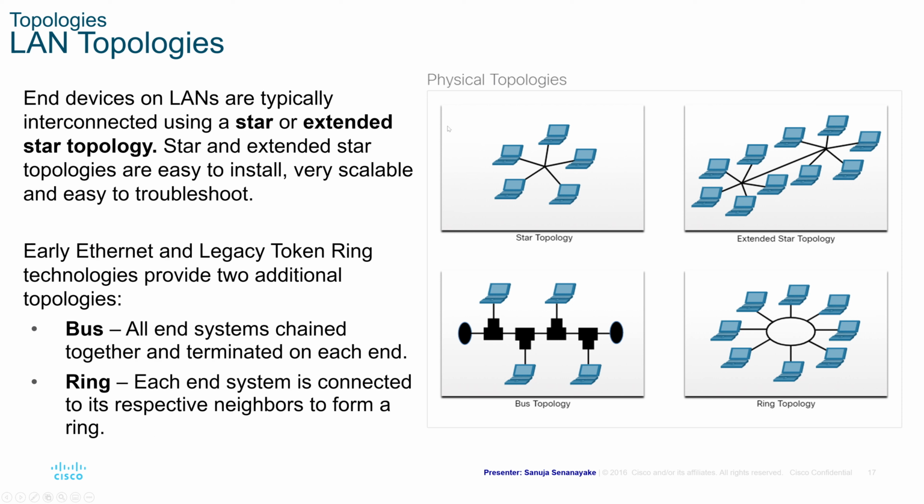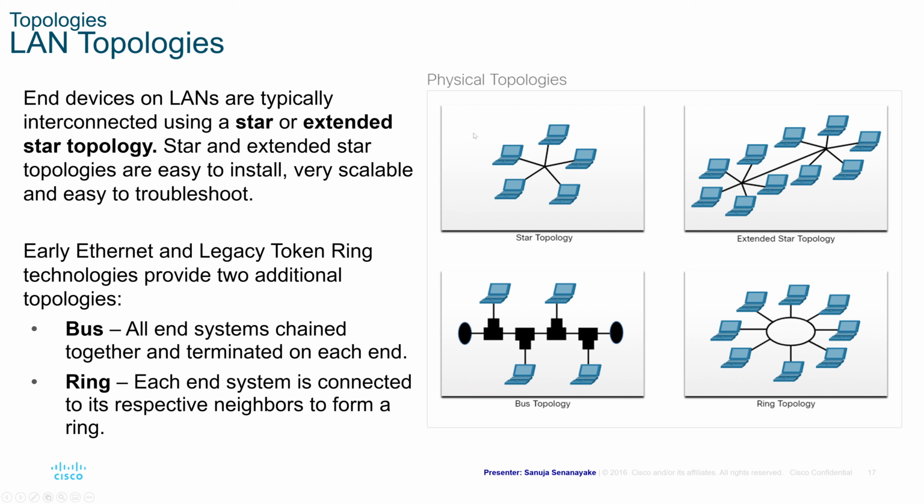On your right hand side, if you look at the diagrams Cisco provided, it shows the star topology and what it looks like. It has a central point and all the end devices are connected to that central point. The extended star topology will have those central points connected to one another. In this case, there are two central points, and they are interconnected. In the legacy topologies, bus topology is like a straight line with everything connected to that line, terminated on either end. And the ring topology will have this kind of connection.